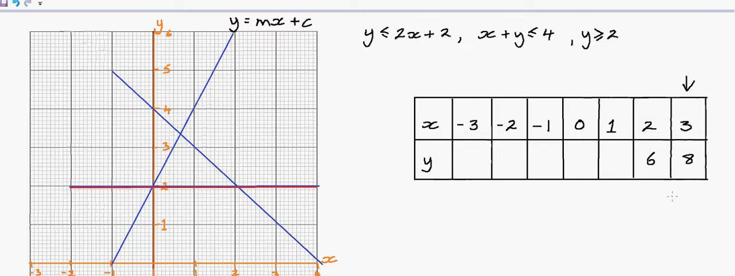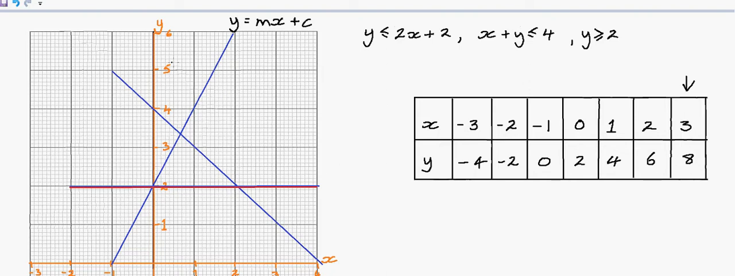Okay, now I can see that it's dropping down by 2. So it's going to drop down by 2 all the way. So 6 minus 2 is 4. 4 minus 2 is 2. 2 minus 2 is 0. 0 minus 2 is minus 2. Minus 2 minus 2 is minus 4. That's it. So now I plot my points where x is 3, y is 8.